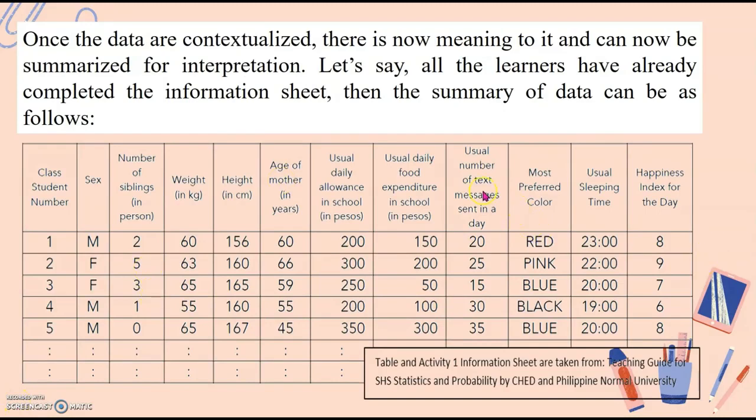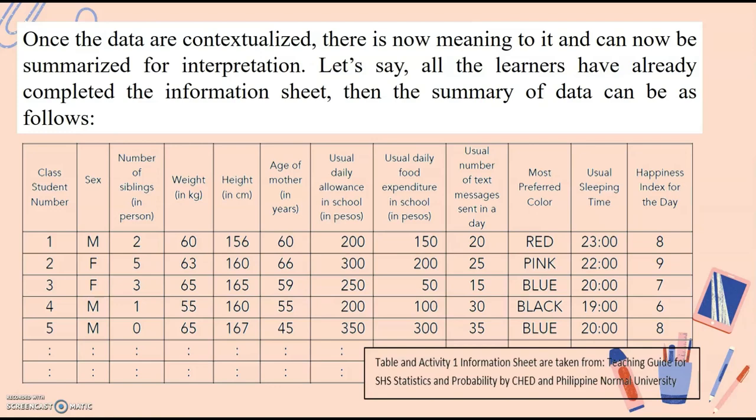Now, using our summary of data here, okay, let's identify or let's unlock the following terms. First, we have the universe of the study. So the universe of the study is the collection of respondents from whom the researcher obtained the data. So in our activity, the set of students in this statistics and probability class is our universe. A variable is a characteristic that is observable or measurable in every unit of the universe.